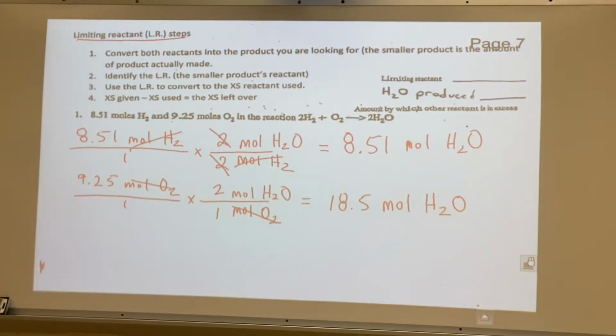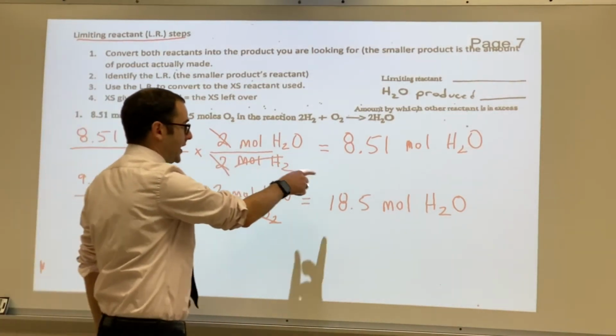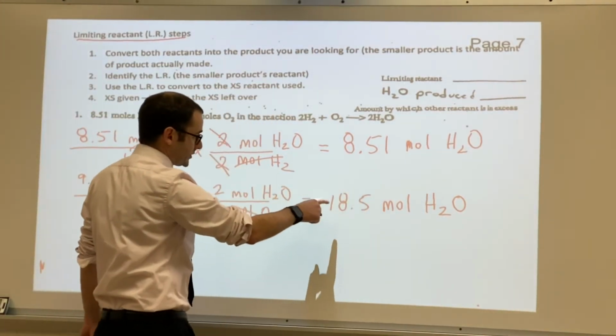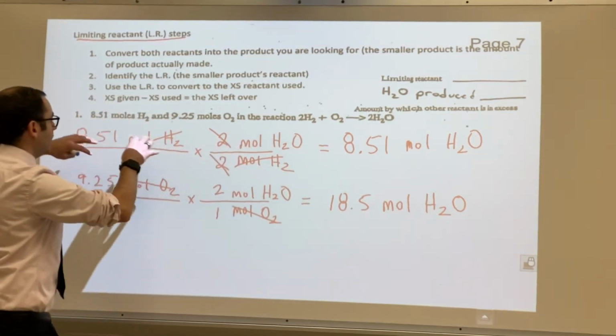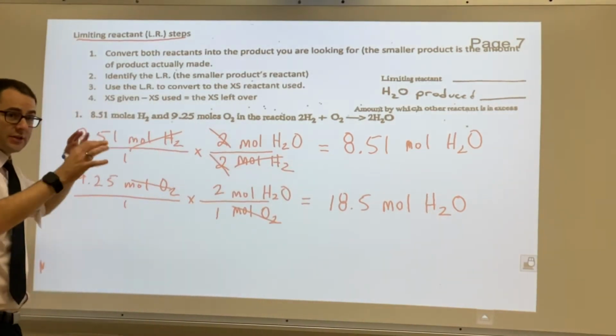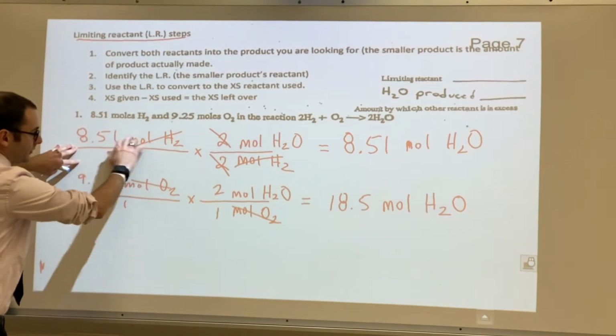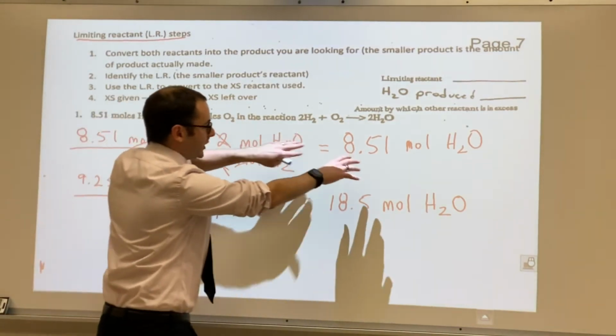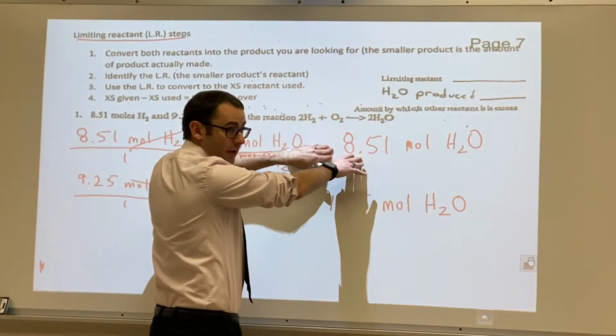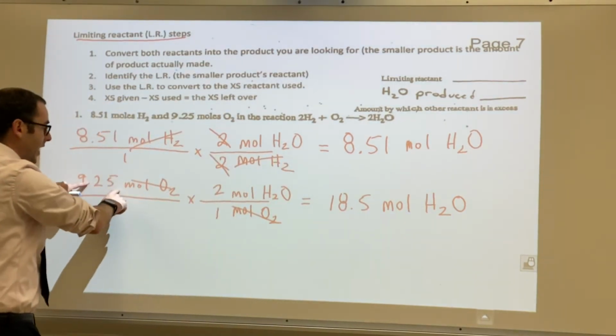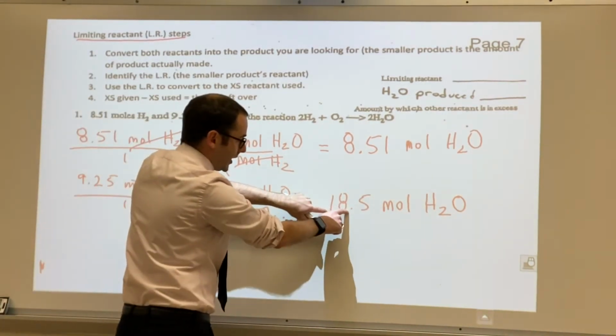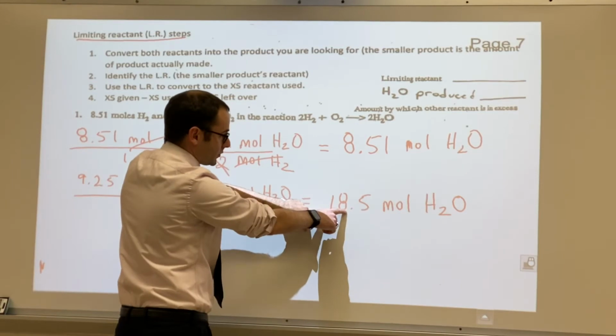All right, so now we have these two numbers. Well, which one is how much water we can make? Yeah, the smaller one. This is how much we can actually make, because, and this is the concept here, if you use up all of the hydrogen, you can only make this much water, right? If you use up all of the oxygen, you can make 18.5 moles of water.